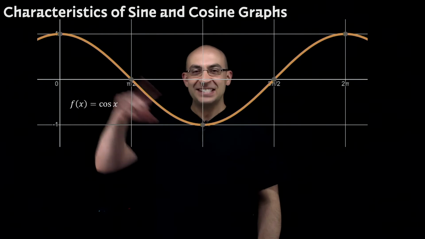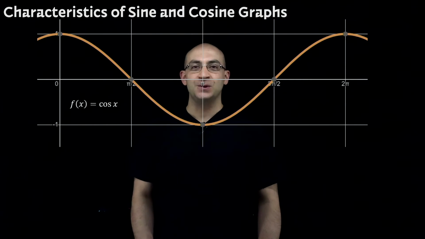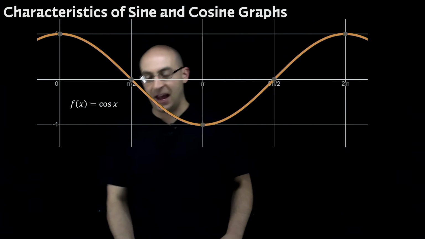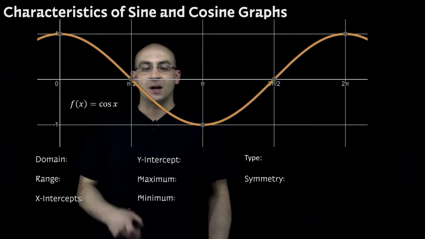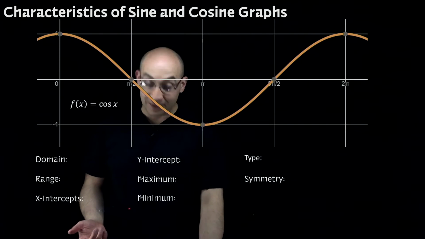Take a look at this orange function right here, cosine of x. It works perfectly, so my head's just right here, just making it happen. Okay, it's perfect. Let's talk about the characteristics. As you can imagine, the characteristics are going to be pretty similar, right?